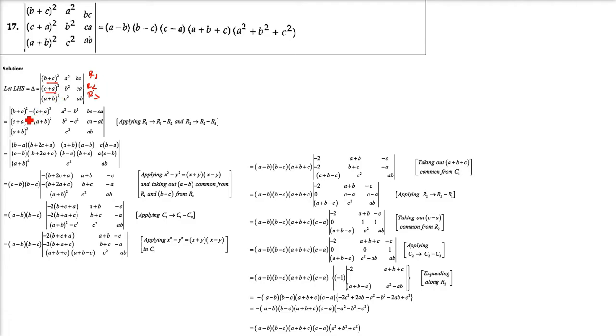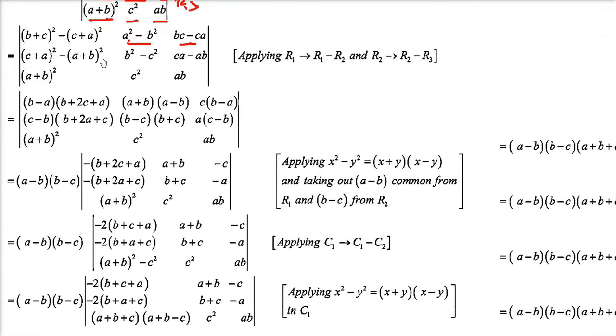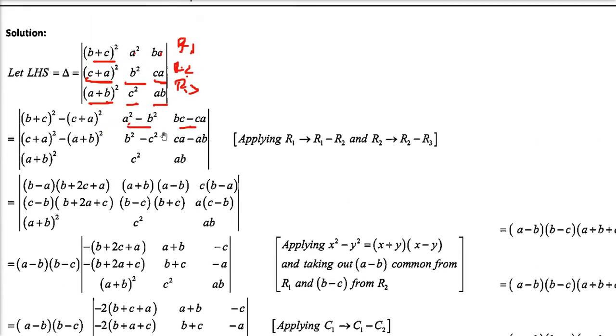So b plus c whole square minus c plus a whole square, a square minus b square and bc minus ca. Now we'll do row 2 minus row 3. So c plus a whole square minus a plus b whole square, b square minus c square and ca minus ab. So what do you get here? See, this is a square minus b square, this is bc minus ca. So you can take c common, b minus a will come. You can make a square minus b square as a minus b, a plus b.